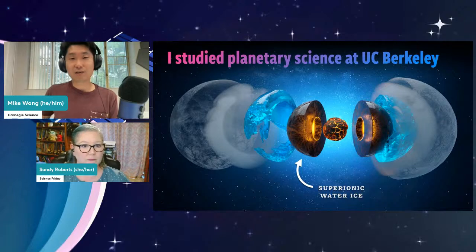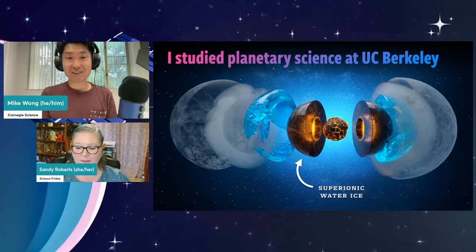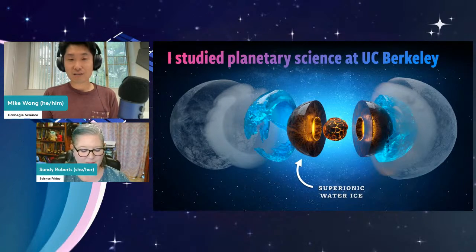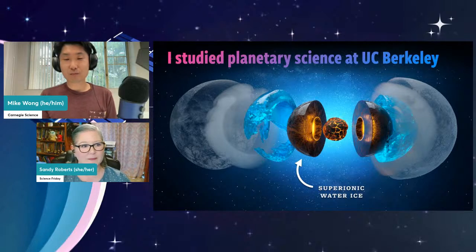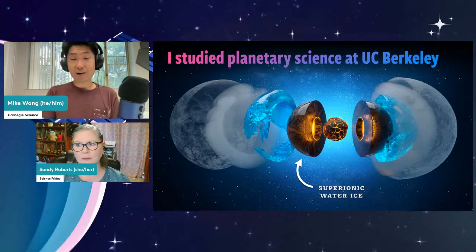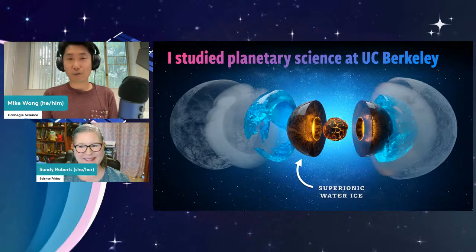So when I went to college at UC Berkeley, I was able to study and major in planetary science. And one of my favorite research topics when I was in college was this weird form of ice called superionic water ice. Superionic water ice is actually not so weird. It's just water. As we know, water is H2O. And so superionic water is still just H2O.